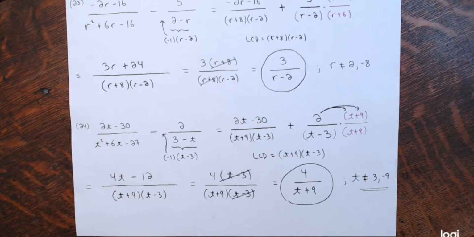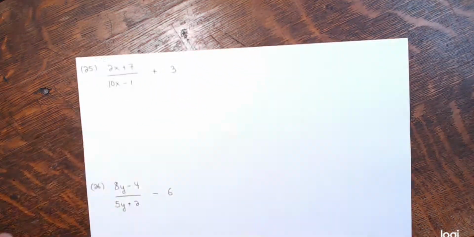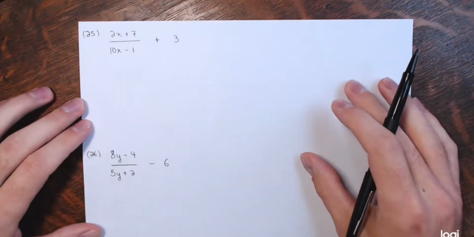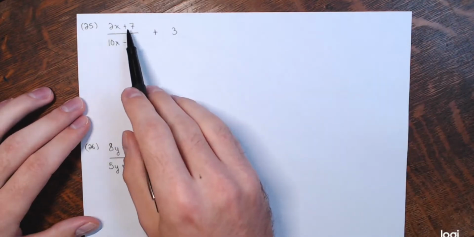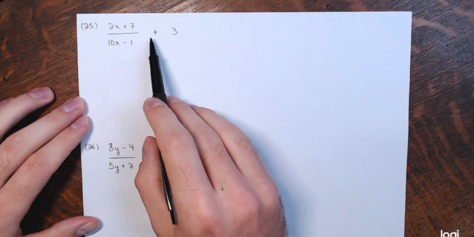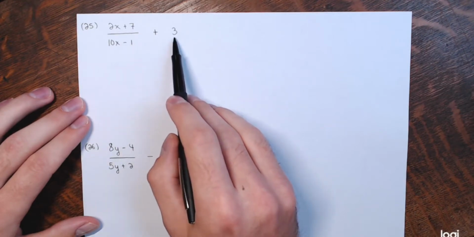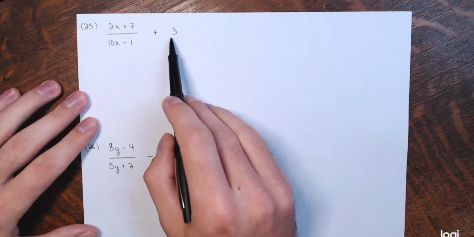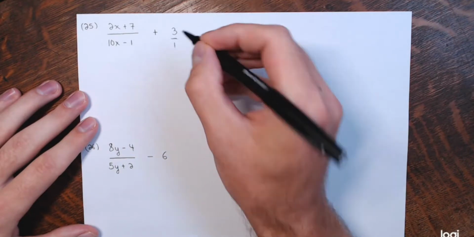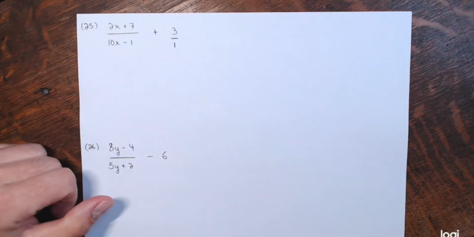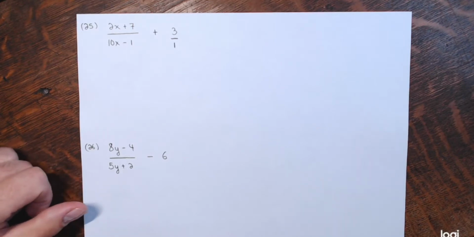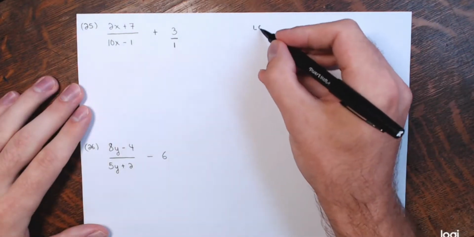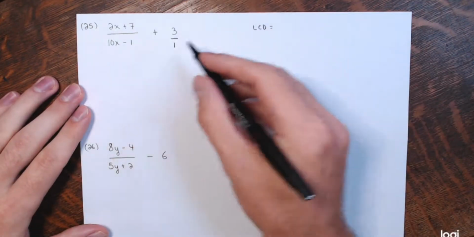All right, so moving along now, we're getting to different looking examples. All right, example 25. So notice that you have 2x plus 7 over 10x minus 1. You got a fraction plus 3. Now 3 is not technically a fraction, but you can think of it as a fraction if you want by just putting over 1. Right? Now it's a fraction. Right? 3 divided by 1. You can always do that when there's no denominator, right? Put it over 1. So very obviously now the LCD is just 10x minus 1.